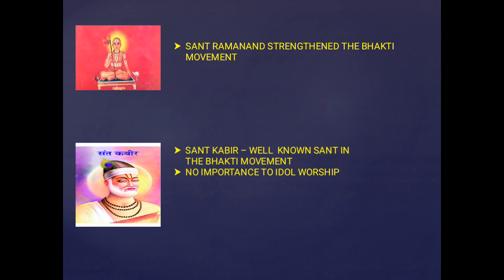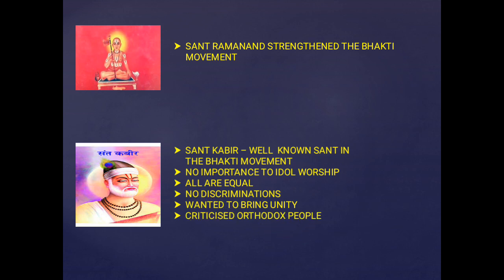He did not attach any importance to places of pilgrimage, vratas, or idol worship. For him, truth was God. He thought that all human beings are equal. He did not believe in any differences based on caste, creed, sect, and religion. He wanted to bring about Hindu and Muslim unity. He criticized the extremely orthodox people in both Hindu and Muslim religions in strong terms.